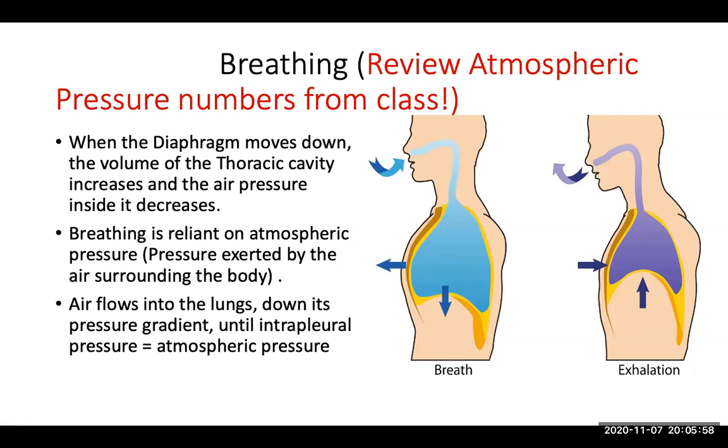Reviewing your atmospheric pressure numbers from class. This is just a reminder that when the diaphragm moves down, the volume of the thoracic cavity increases and the air pressure inside it decreases. Breathing is reliant on atmospheric pressure, which is the pressure exerted by the air surrounding the body. Air will flow into the lungs down its pressure gradient until the intrapleural pressure will be equal to the atmospheric pressure. You can see this here. Inhaling increases the lungs, and exhaling, the diaphragm will push up, decreasing the lung space.